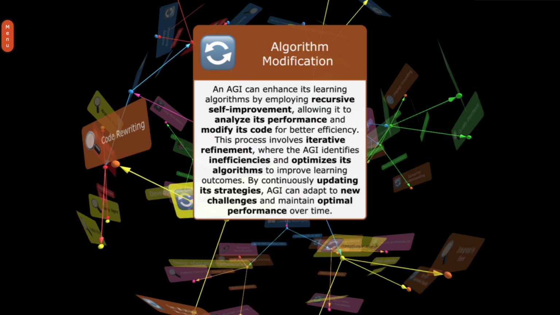An AGI can enhance its learning algorithms by employing recursive self-improvement, allowing it to analyze its performance and modify its code for better efficiency. This process involves iterative refinement, where the AGI identifies inefficiencies and optimizes its algorithms to improve learning outcomes. By continuously updating its strategies, AGI can adapt to new challenges and maintain optimal performance over time.